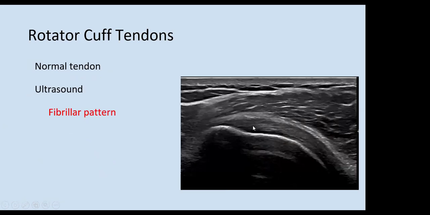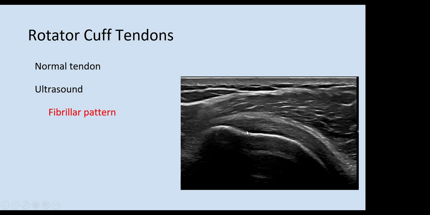So how does, for example, the normal supraspinatus tendon look like? If we understand how a normal supraspinatus tendon looks like, then we can determine if the tendon is normal or abnormal. The normal supraspinatus tendon will have what we call the fibrillar pattern. These are the tendon fibers. They should be nice and linear and organized. So that's how a normal supraspinatus tendon would look like.